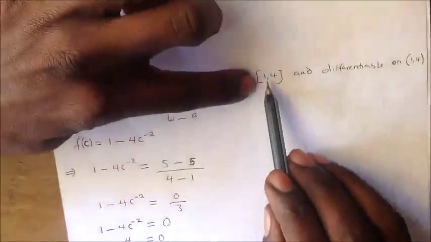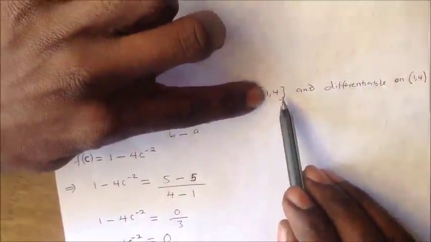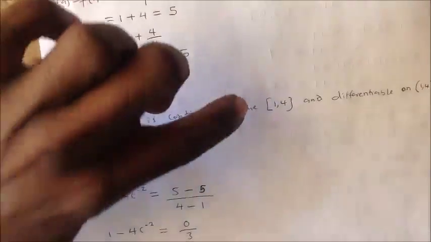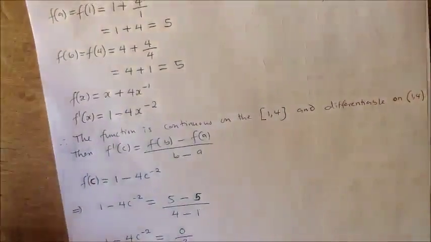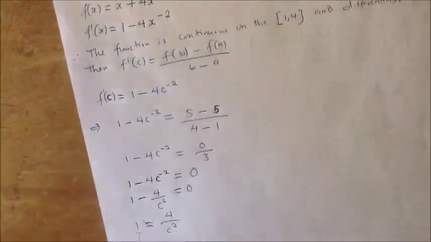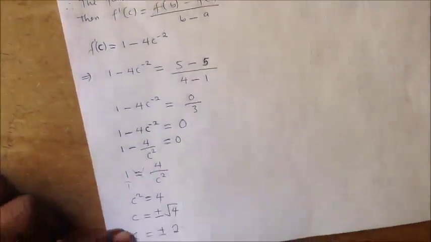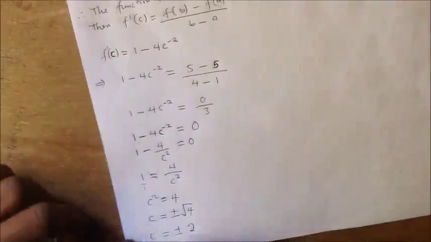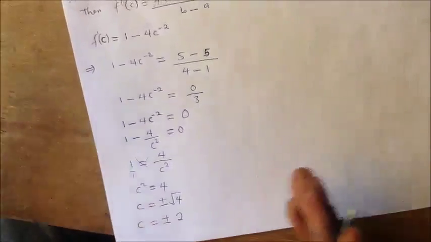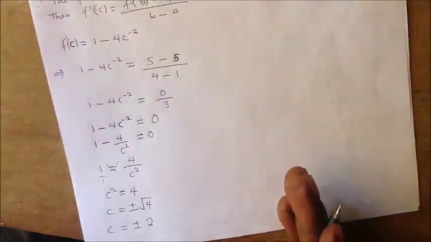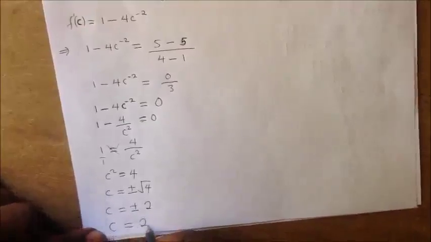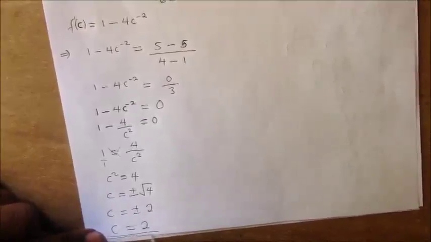But if we look at the interval given, 1, 4, remember that c exists in the open interval. Minus 2 doesn't exist between 1 and 4. The numbers between 1 and 4 are 2 and 3 only. So plus 2 exists in that interval. So our c is equal to positive 2.